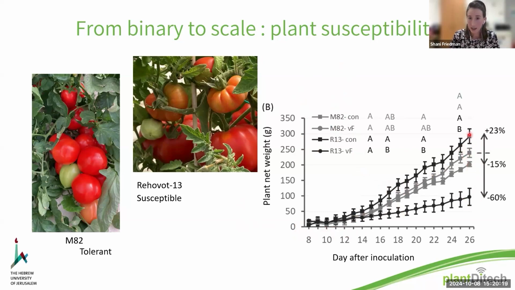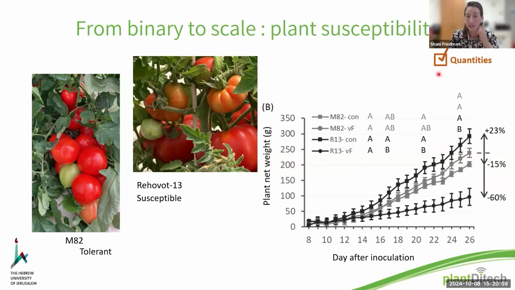Interestingly, Rehovot 13 in black, the susceptible cultivar, produces higher biomass, 23% more than M82. In brackets, I would say this is not significantly different. But when inoculated, R13 plants decrease biomass by 60%. There is a high correlation between biomass and yield. And now that we have this precise percentile information, a farmer could decide which cultivar he wants to use. If he wants to take a risk and grow R13 and perhaps gain 23%, or he knows he has Fusarium in his field and he is satisfied in losing only 15% with M82.